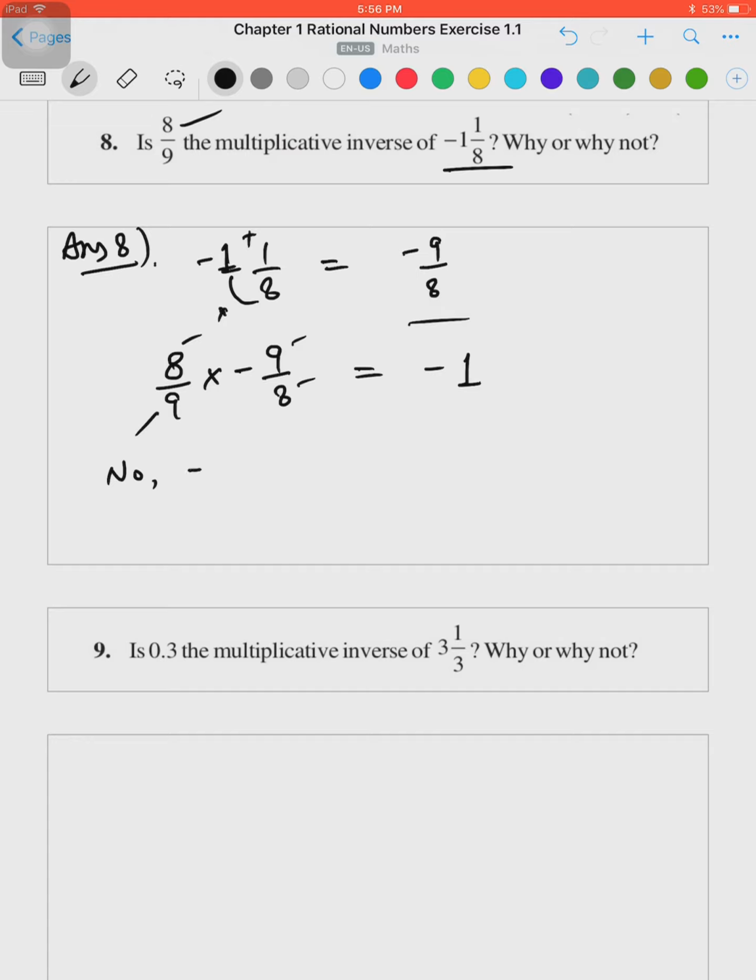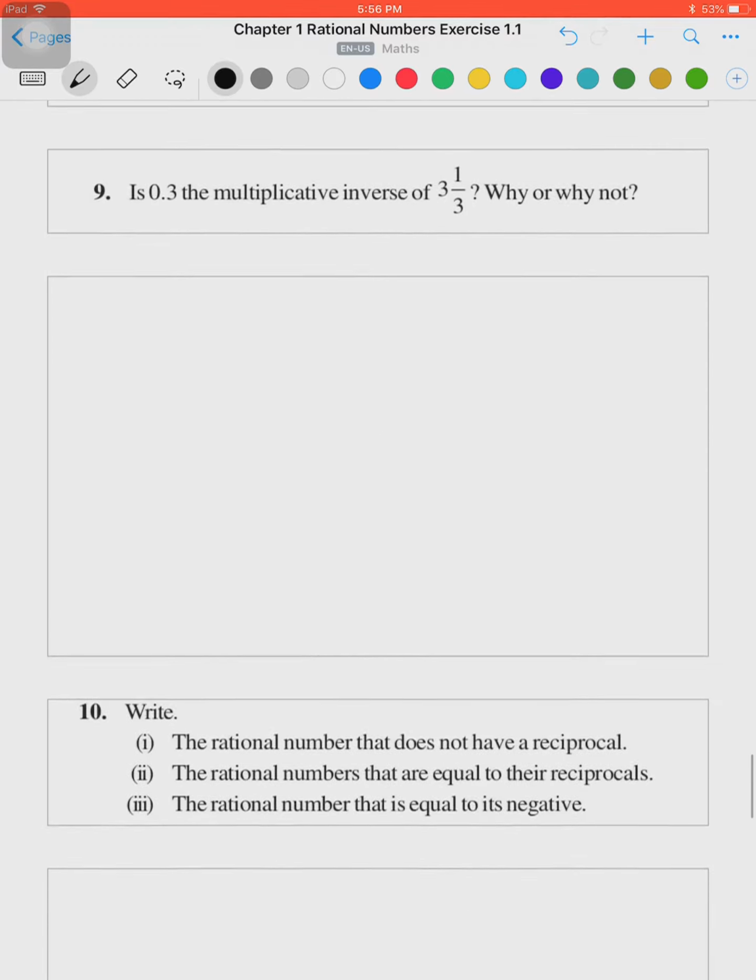No. Minus 1 by 8 is not the multiplicative inverse of 8 by 9. Okay, we have first simplified the number. After multiplication we are getting minus 1, that means it's not the multiplicative inverse of 8 by 9.